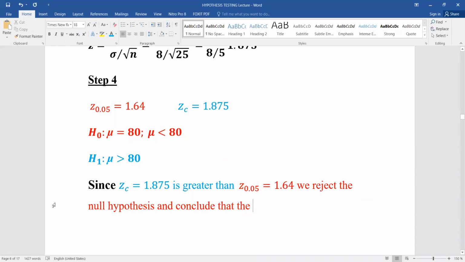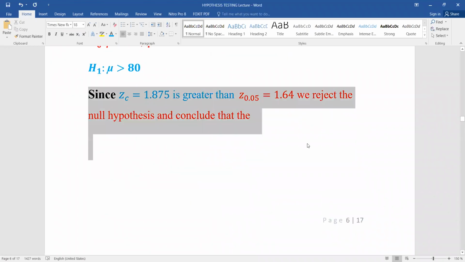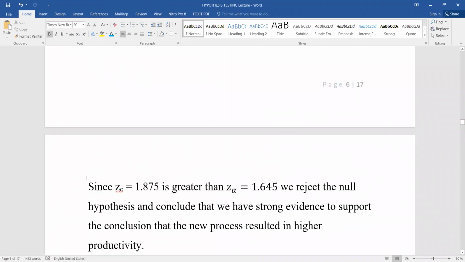How do you know how to reject? I've told you, you look at the statements. You say, since Z computed is greater than Z alpha, you look at these two statements, which is saying greater. It is statement number 2, which means it is the correct statement. So this one here is wrong. We reject H naught, the null, and conclude that the new product. So that is what we have here. Let me pull up my answer and you read.